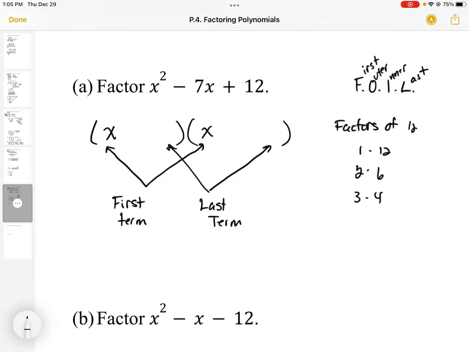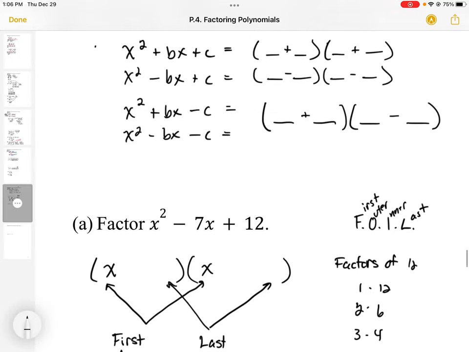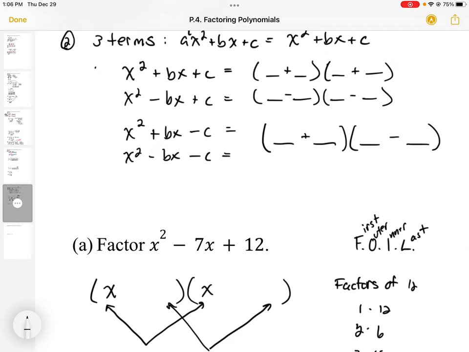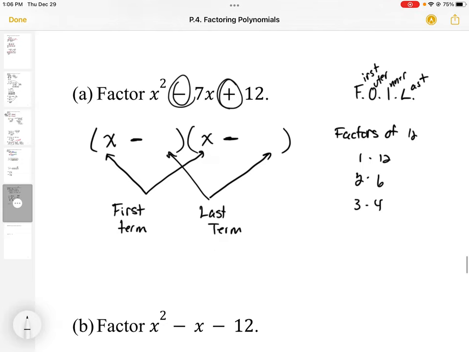So let's see what it is that we need here. Well, let's make sure we use the right signs before we throw our factors in there. So let's just look back at our notes. We have a minus sign and then a plus sign, so we're looking at the second option here. Both of our factors need to be negative. So this has to be negative and this has to be negative. Okay, that kind of makes our life a little bit easier. So we could try 1 and we could try 12.